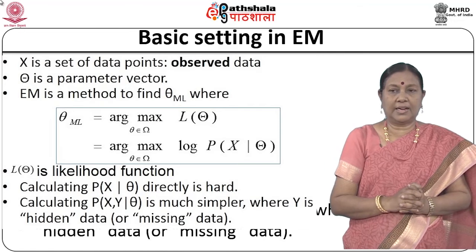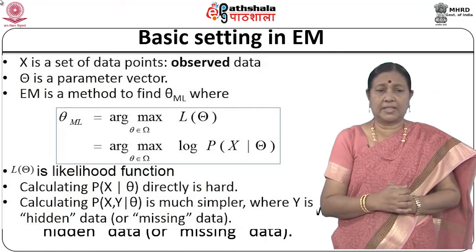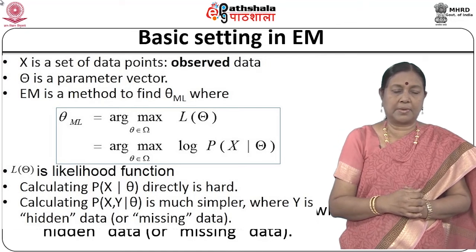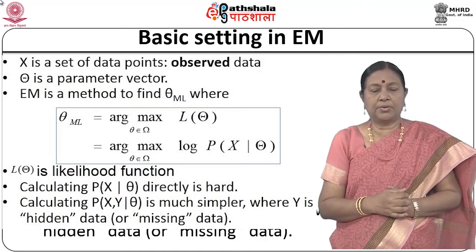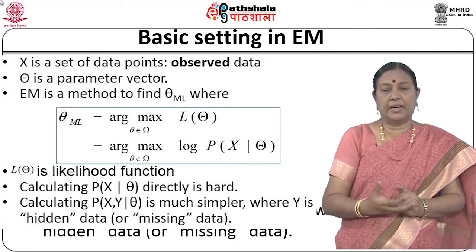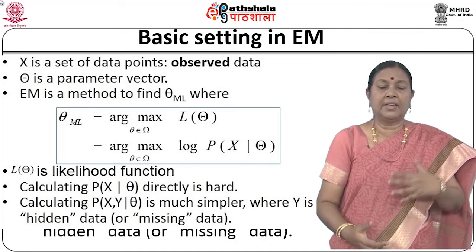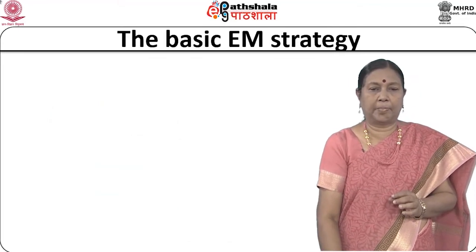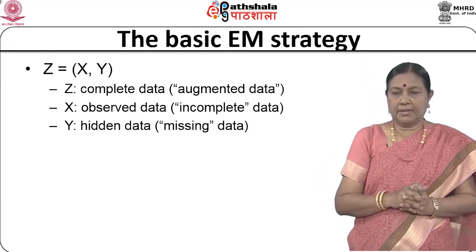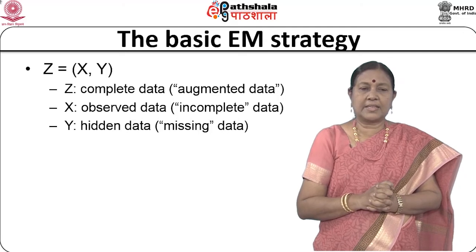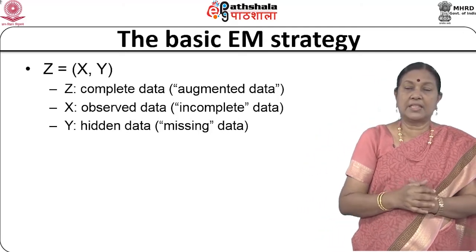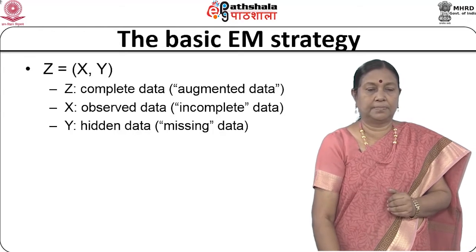So, calculating the observed data directly from the model, like maximum likelihood, is difficult. So, what we normally do is we have a probability of x comma y given theta, where y is the hidden or missing data. If you use that y, the problem becomes simpler. So, the basic EM is: you have complete data, which is the augmented data; x is the observed data, or what is called incomplete data; and y is the hidden data, which is called the missing data.